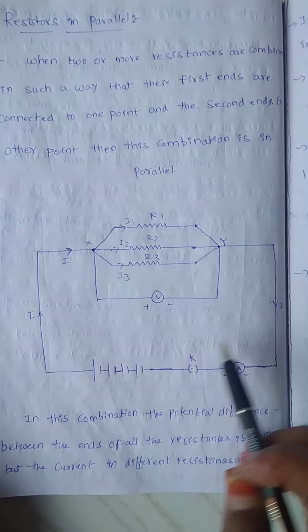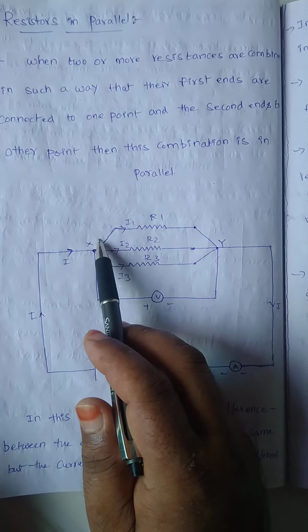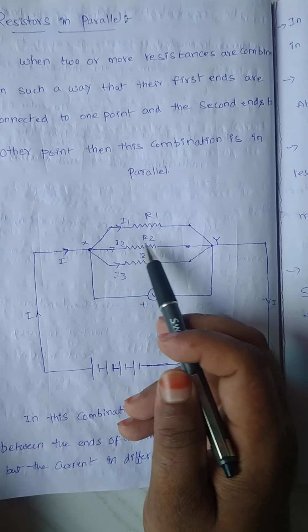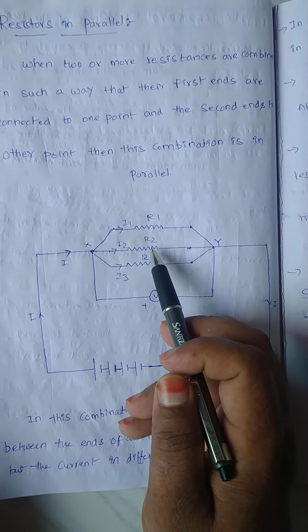After that, from here the current will be distributed through each resistance. For R1 it is I1, for R2 it is I2, for R3 it is I3. It is a closed plug, so now the circuit will be complete. From resistors in series we derived one formula, R equivalent equals R1 plus R2 plus R3. Equivalent resistance is equal to the sum of the individual resistances.